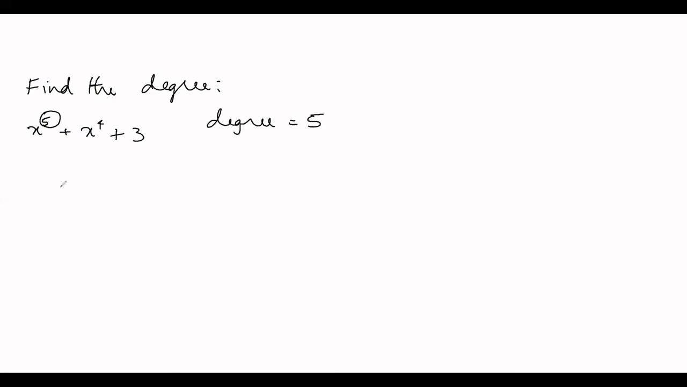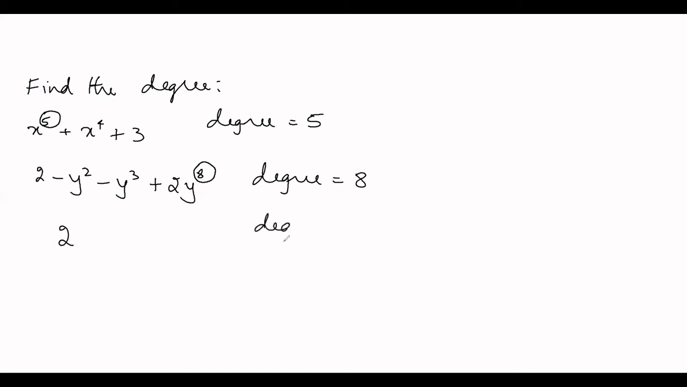Next question, 2 minus y squared minus y cubed plus 2y power 8. Here you will notice the variable is y, the highest power of y is 8. Therefore, the degree is equal to 8. Next example, 2. So this is a non-zero constant polynomial and therefore the degree of the polynomial is equal to 0.